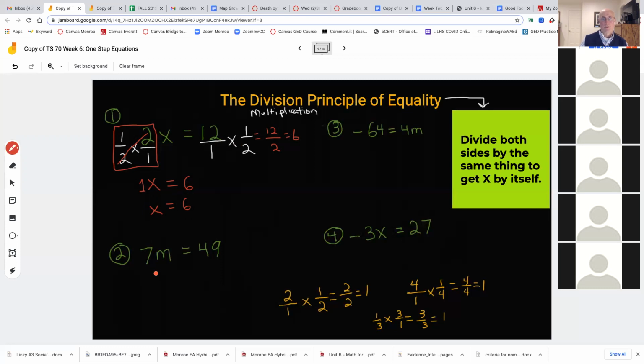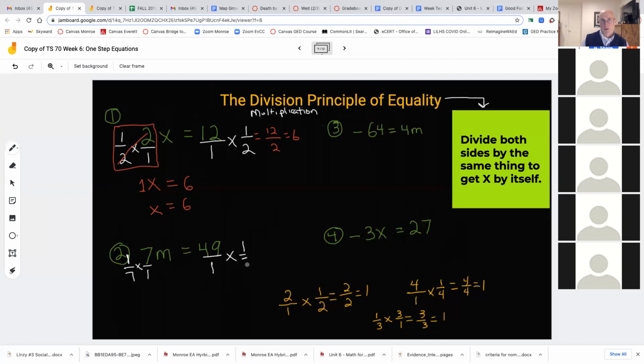All right, let's look at number 2 down here at the bottom of the page. I've got 7m. Do you see how they're right next to each other? That means times. That's 7 times m. That's why we started looking at the language. Equals 49. So I want to get m by itself. I'm going to multiply 7 times its reciprocal, which would be 1 over 7. And whatever I did to that side, I'm doing to the other side.